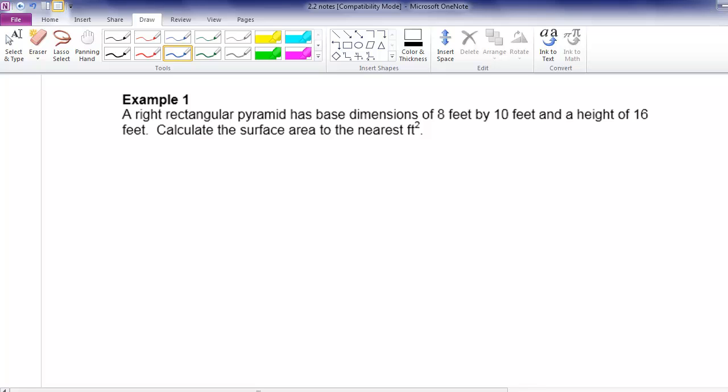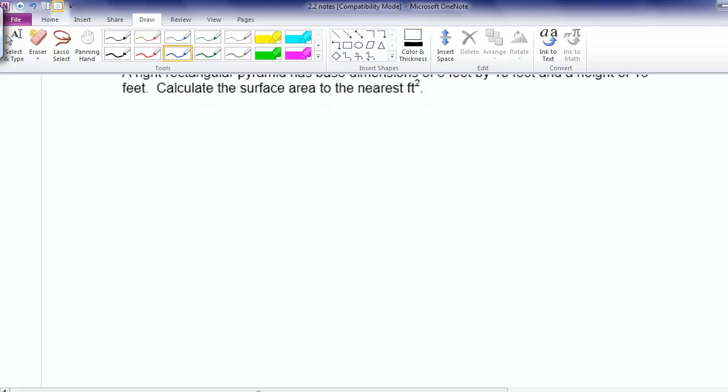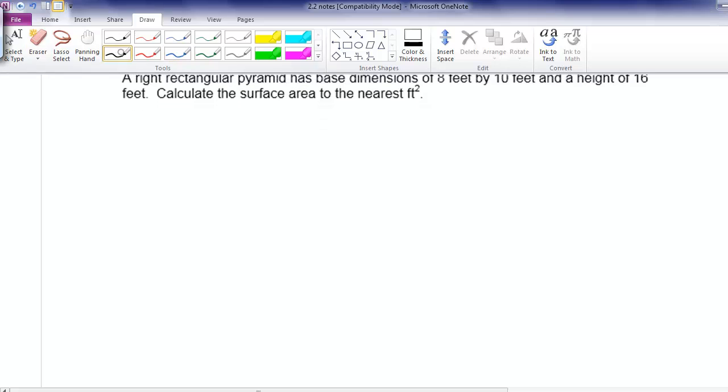A right rectangular pyramid has a base of 8 feet by 10 feet. It is rectangular, not square, and has a height of 16 feet. And what we want to do is calculate the surface area. So a really good thing to do all the time is sketch a quick little picture. You don't have to be perfect, but if you can draw it as accurately as you can, then you're going to make your brain a lot happier.